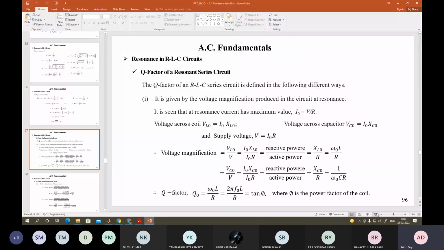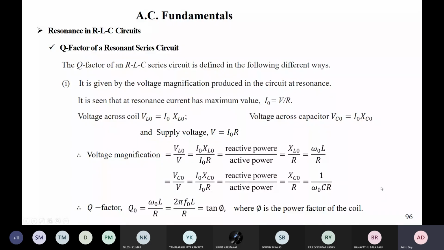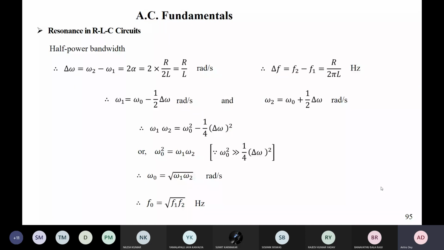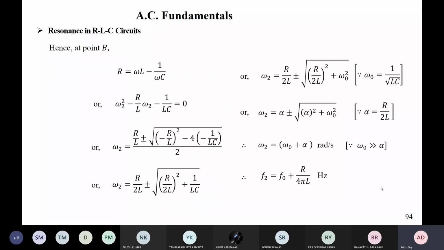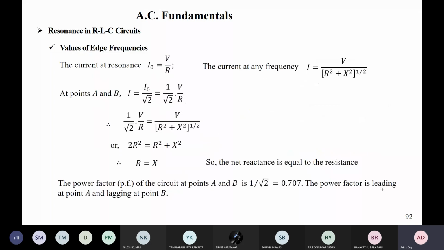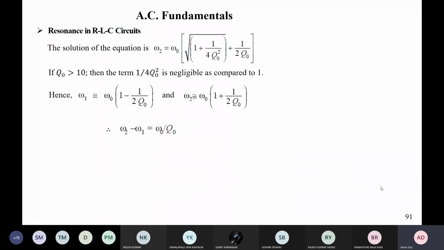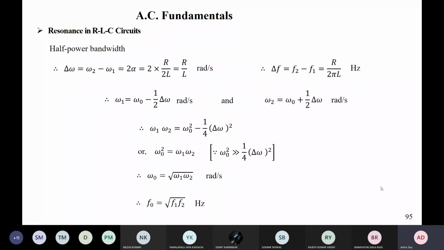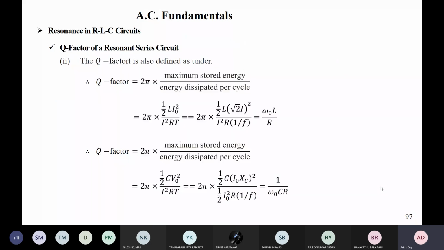So in the last class, we have gone through the series RLC resonance part, and we have gone through what are the half power frequencies, how we can express them in terms of Q factor and all those things. But the definition of the Q factor was not discussed. Let us quickly cover that part, and then gradually we move to parallel resonance.